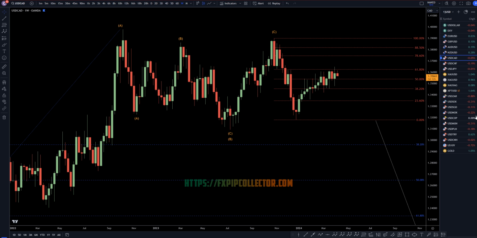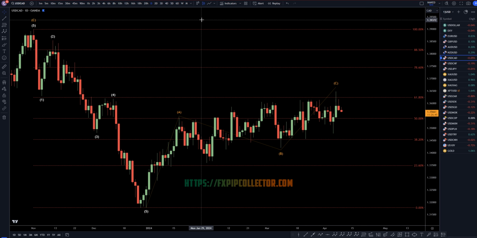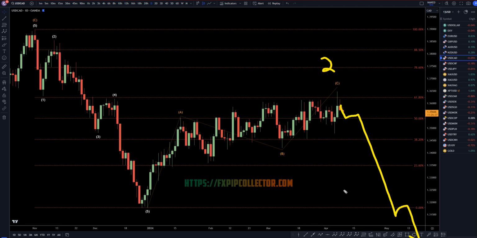So not only do we have CPI news for tomorrow for the dollar, but we also have some really good Canadian news, interest rate for Canada tomorrow. It seems to me like a really good time for this to end the wave 2 and continue the downtrend for a big wave 3.